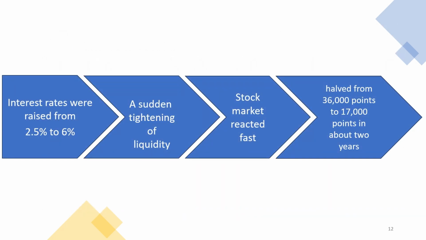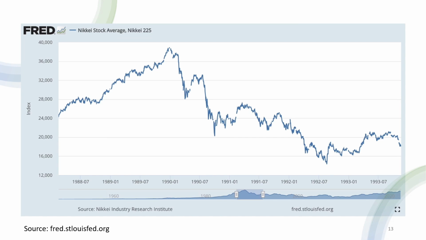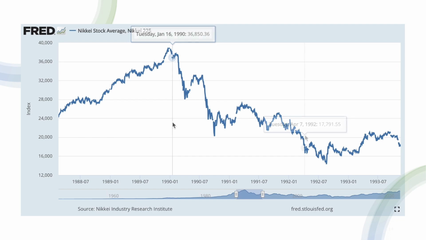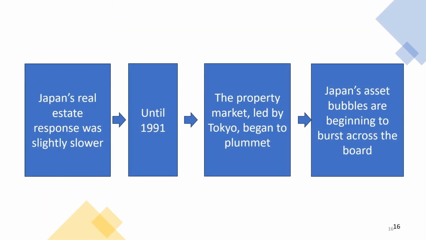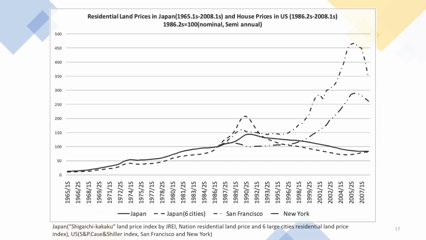And the collapse of the bubble economy first started with the stock prices, because the stock market reacted fastest. And in 1990, the stock market fell in a hurry and fell from 36,000 points to 70,000 points within 2 years. And the response from the real estate side was slower and lasted for more than a year. But in 1991, the property market, led by Tokyo, began to plummet, and Japan's asset bubble began to burst across the board. And as can be seen in the figure, housing prices in Japan's 6 major cities have fallen sharply since 1991, and no one buys anymore. And the housing mortgages held by the banks lost value, and the bank loans suddenly became bad loans, and the bubble bursts.